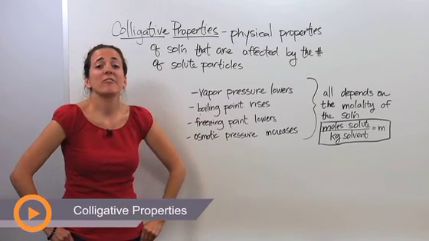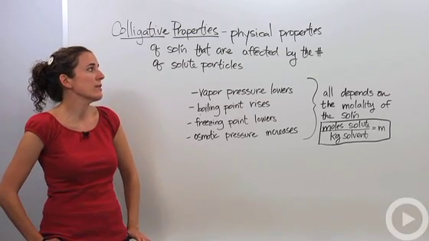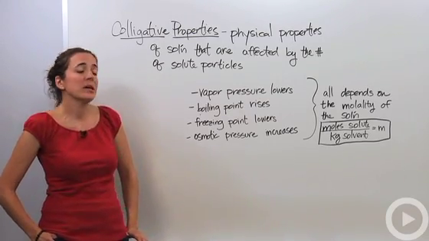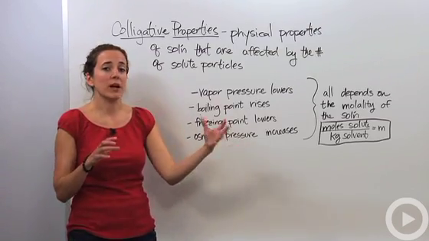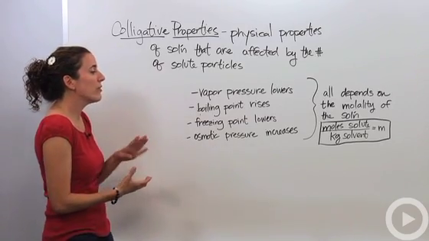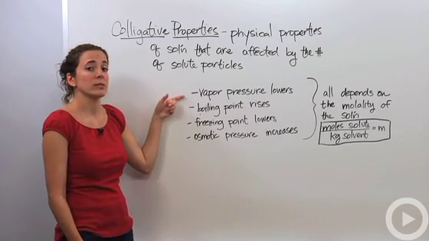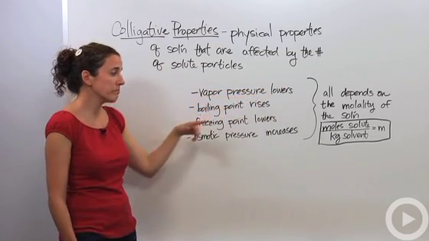All right, so let's talk about colligative properties of solutions. Colligative properties are a collection of physical properties of a solution that are affected by the number of solute particles. So the properties of solutions are going to be different from the properties of the actual solvent by itself. And the four things that are going to be affected by this. One's going to be vapor pressure, and the actual vapor pressure of the solution versus the solvent will lower.